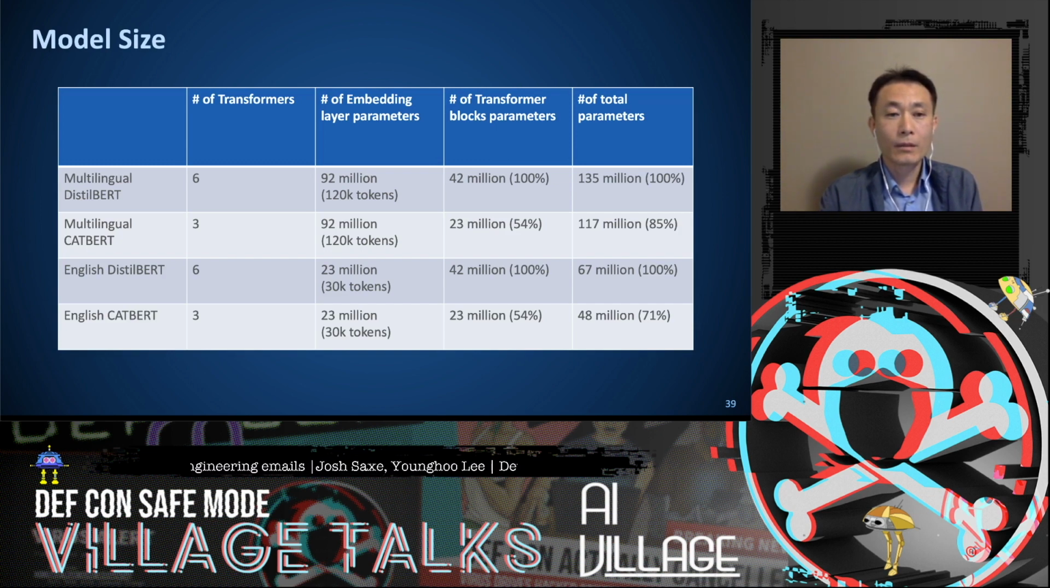Next, model size. For comparison, we divide the model size into two parts, embedding and transformer blocks. DistilBERT has 6 transformers and has 92 million parameters for embedding and 42 million parameters for transformer blocks. And the chatbot has 3 transformer blocks. We reuse the same embedding parameters, but we reduce the number of parameters for transformer blocks by 50%. In total, our model size is 85% of baseline model. When we apply the same mechanism for English version, the English chatbot will have 71% of parameters from baseline model.